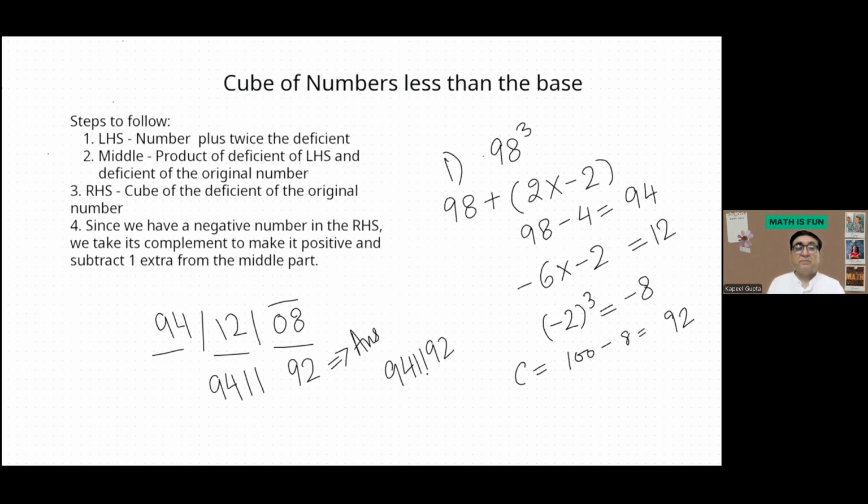But because the base has two zeros, we need to have all the numbers in two digits. So I mentioned 08, right? And that is why I mentioned that. But we cannot have a negative part. So to convert it into positive, I found the complement of 08, which came to be 92. And then because I have to find the complement, I subtracted 1 from 12. So finally, I got the answer 941192. Isn't it simple? Great.